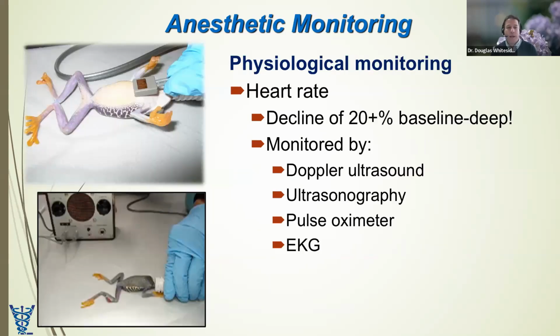And so when we look at heart rate, even though we can often visualize the apical heart rate just underneath the xiphoid process, most of the time we're going to use something like a Doppler ultrasound. And when we're monitoring heart rate, if we have a decline of more than 20% from the baseline that we established at the beginning of anesthesia, that amphibian is too deep. And so if we're using any sort of anesthetic bath, for example, we want to have it out of that bath and rinse it off. We're not going to continue to drip anesthetic drug onto it.